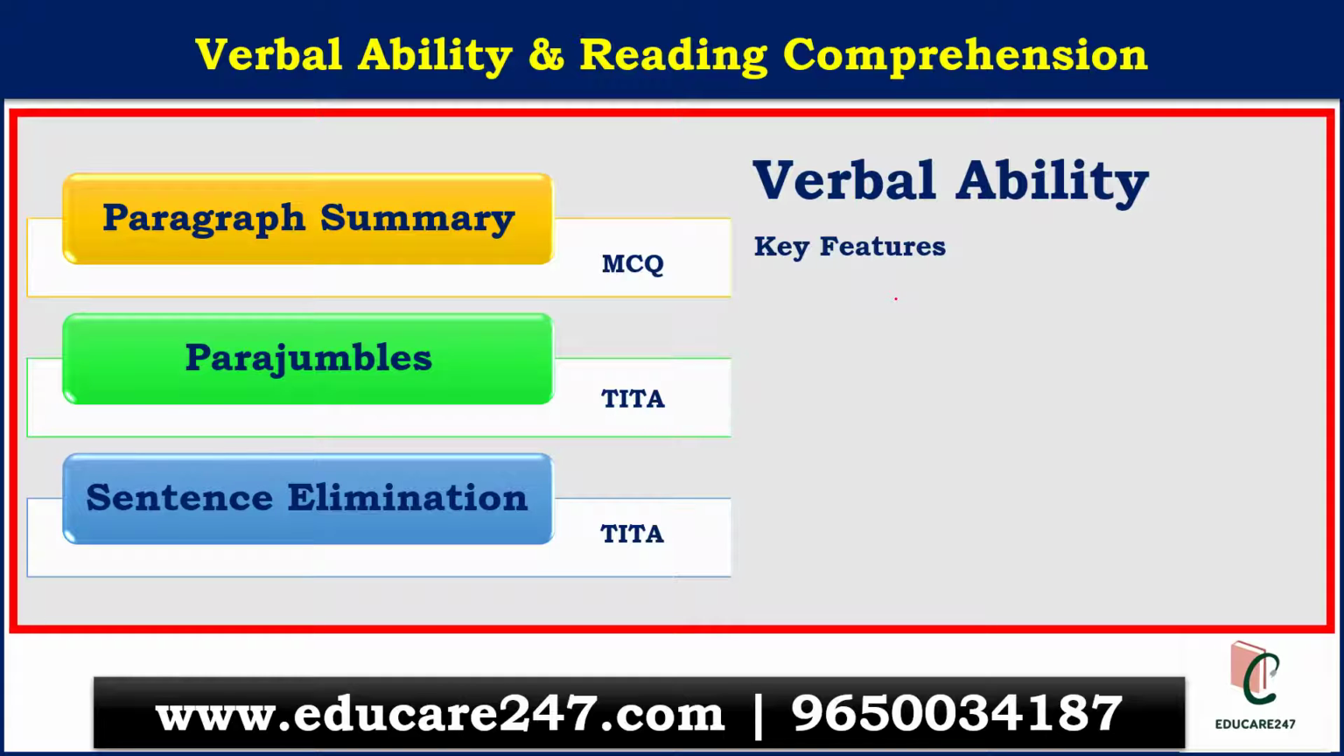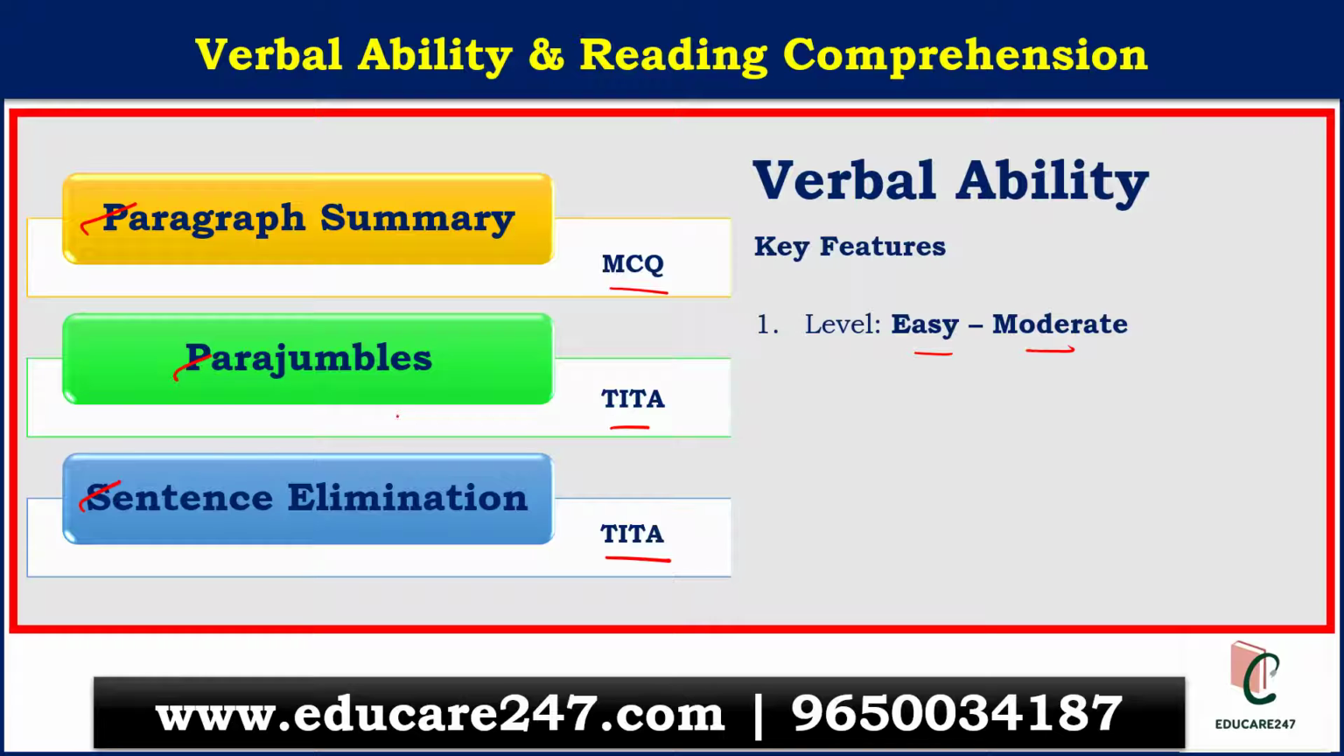Talking about the verbal ability part. As I told you earlier, we have these 3 things. First is para summary, para jumbles, and sentence elimination. Para summary again will be MCQ. Para jumbles and sentence elimination will be TITA based. So the level is generally easy to moderate. It can even be difficult.